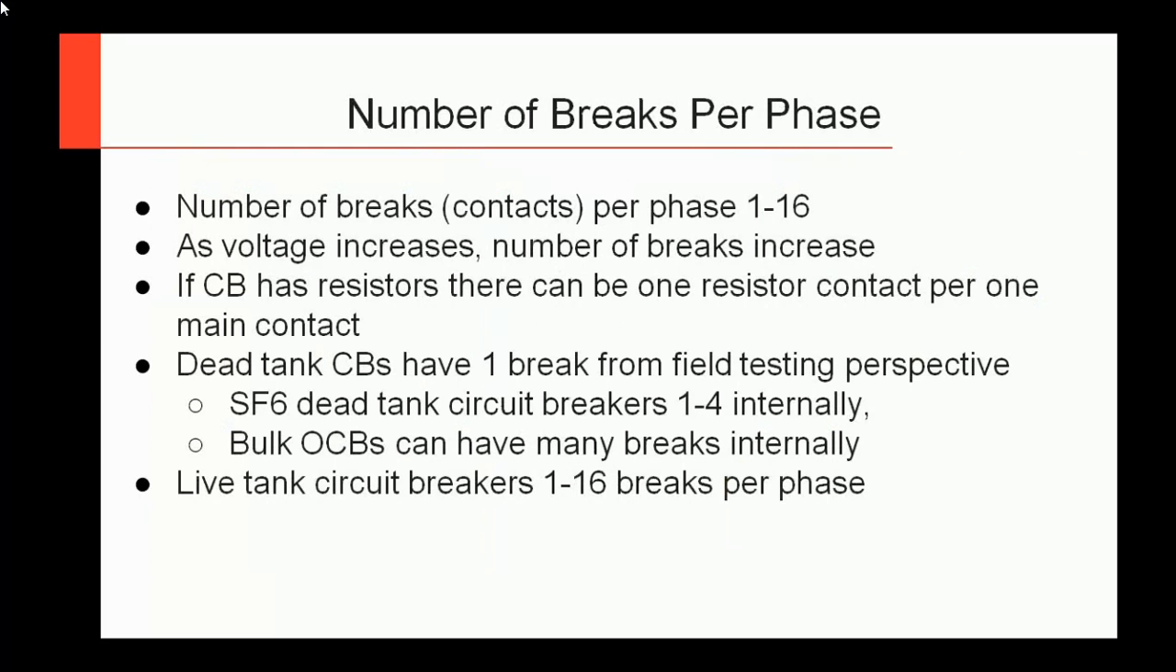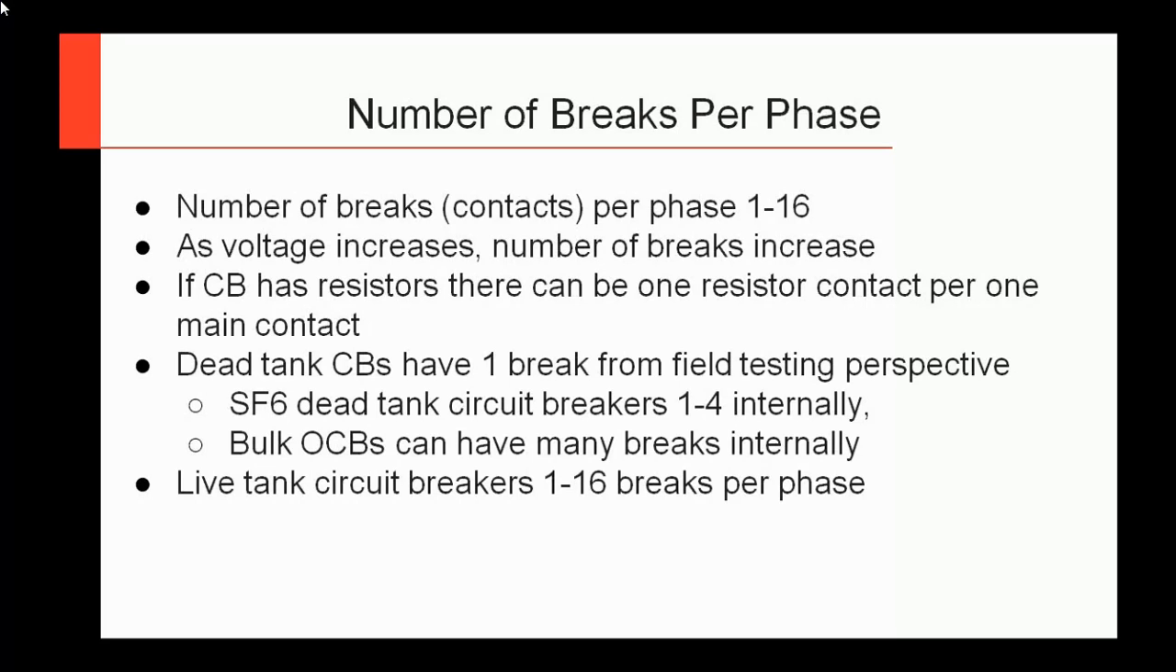So what do we have in different types of circuit breakers? One thing to consider is the number of breaks per phase. You can have anywhere from 1 break per phase, so a total of 3 breaks, 1 for each phase, up to 16 breaks per phase. As the voltage increases, the number of breaks increases as well. You'll have 1 break up to about 245 kV, and then as you get up to 362 kV and above, these numbers start increasing. In some of the older breakers, when you get up to 765 kV, you could have up to 16 breaks per phase.